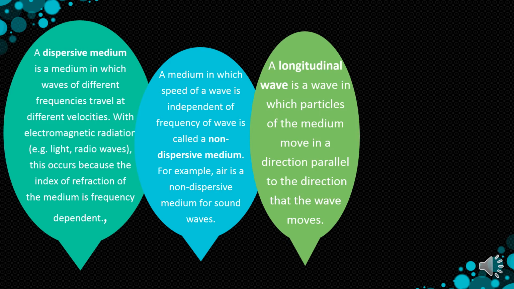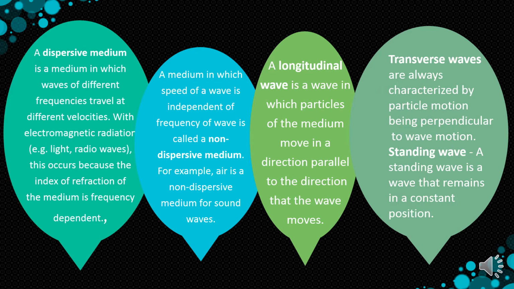Longitudinal wave. A longitudinal wave is a wave in which particles of the medium move in a direction parallel to the direction that the wave moves. Transverse waves. Transverse waves are characterized by particle motion being perpendicular to wave motion. And the last one is standing wave. What is a standing wave? A standing wave is a wave that remains in constant position. That's why it's called a standing wave.